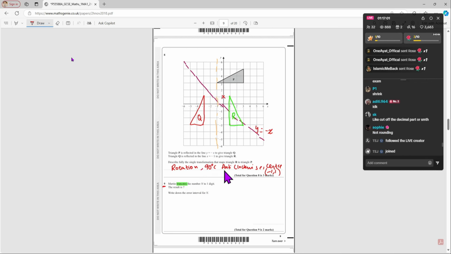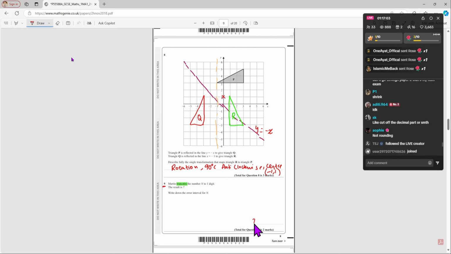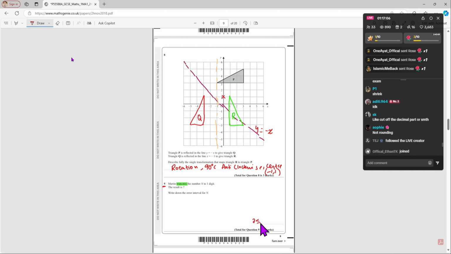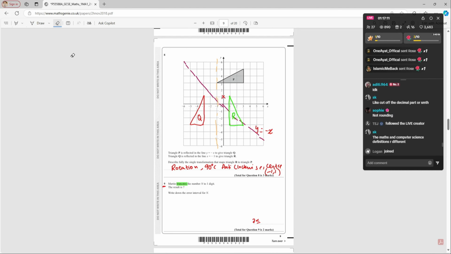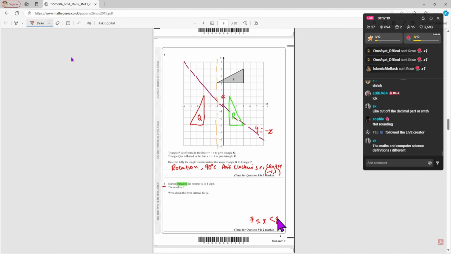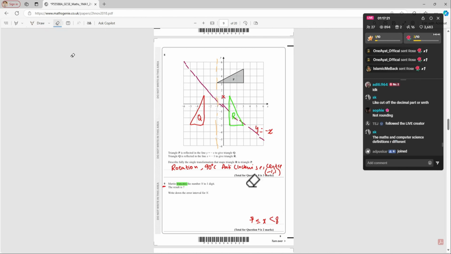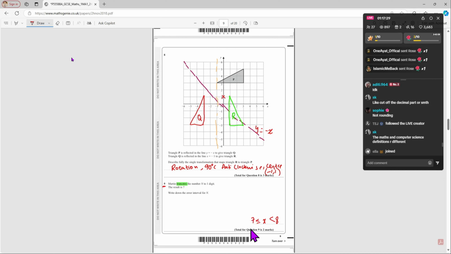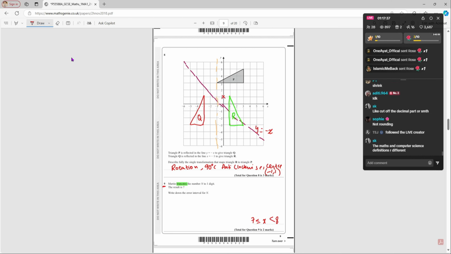So we know that our number is greater than or equal to 7. Okay. And then it's going to be n, and then it's going to be 8. So we know that our number has to be between 7 and 8. But for the 7, the inequality is going to be a greater than or equal to sign because it can be equal to 7 as well. That is literally our error interval.